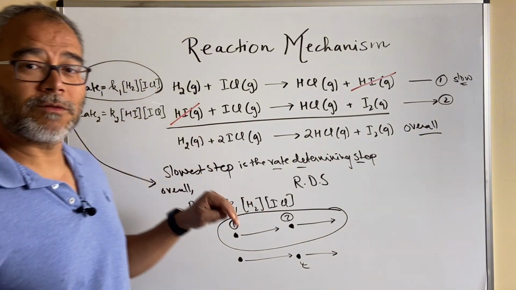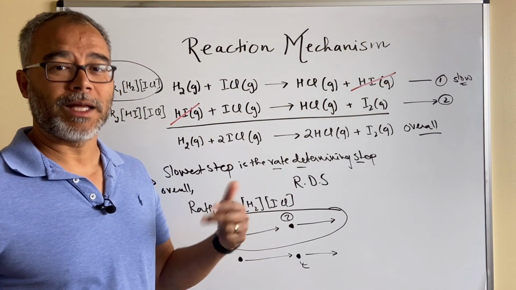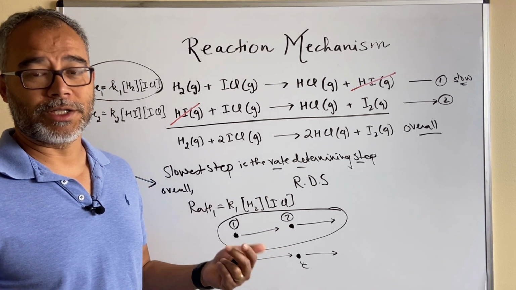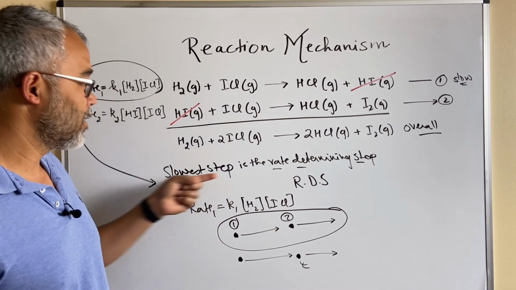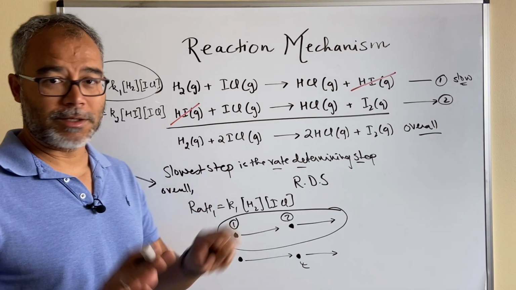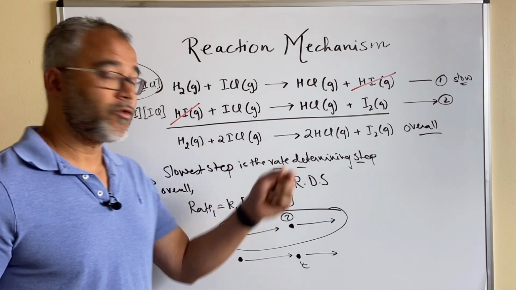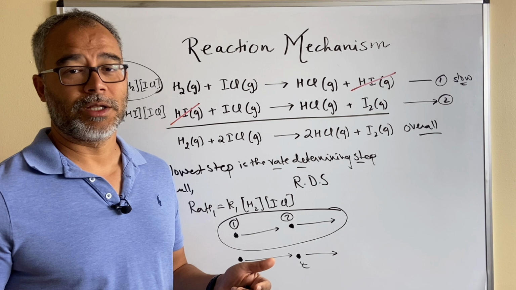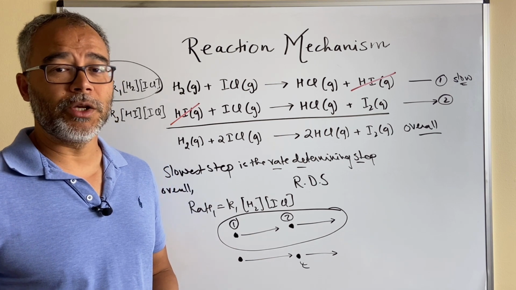When you have a sequence of steps, the slowest step is the one that dictates how fast the overall reaction takes place. Therefore, the slowest step is the rate determining step. And this is the truth for every reaction that you will come across.